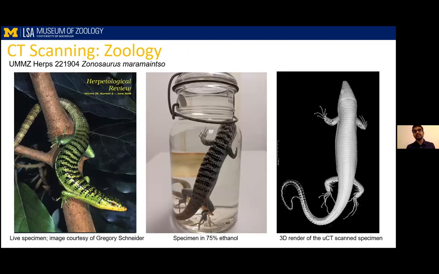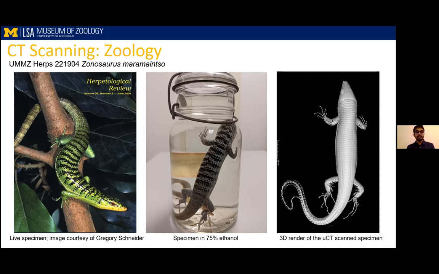Now, of course, we're talking about the Museum of Zoology, and CT scanning for us has really allowed a whole new dimension for us to be able to study the specimens that we collect. So here, for example, this is a specimen called Zonosaurus. It's a reptile from Madagascar. And this is it imaged in 3 different states. So the first is when the specimen was alive, before it was collected in the wild. At that point in time, researchers could have collected information about its habitat, diet, behavior, things like that.